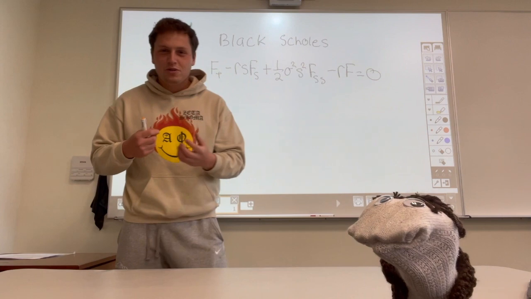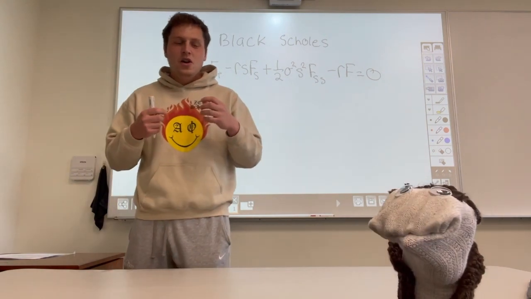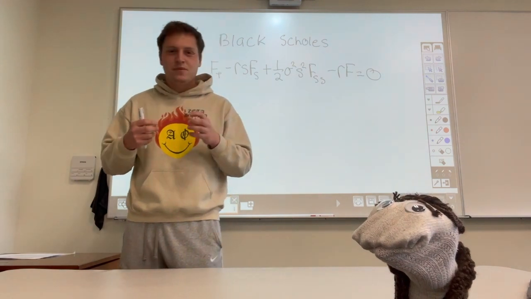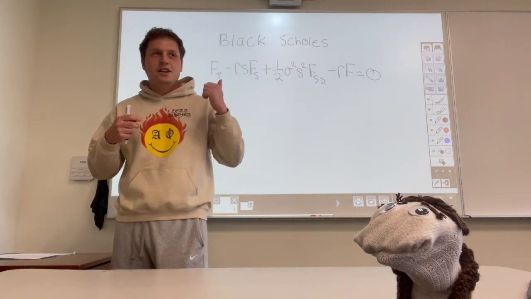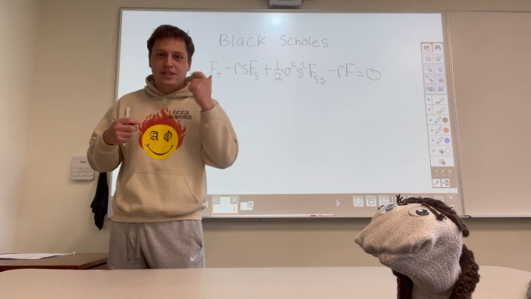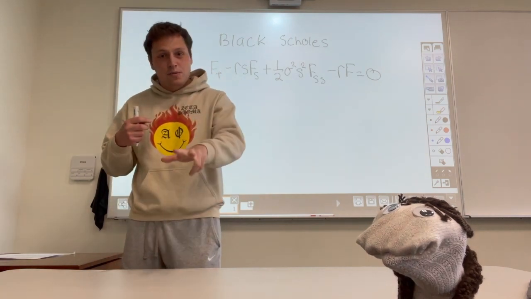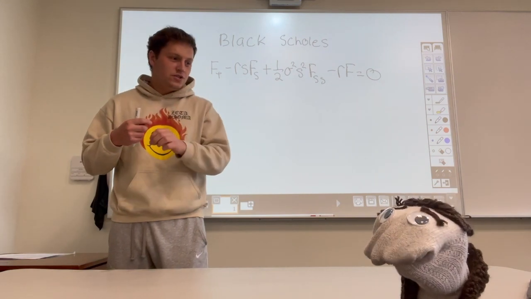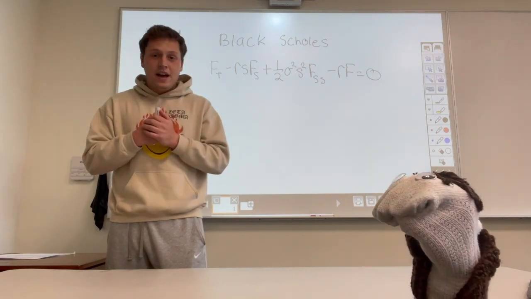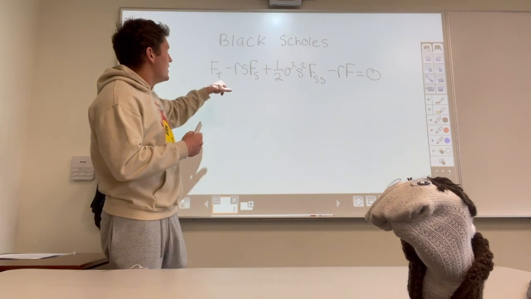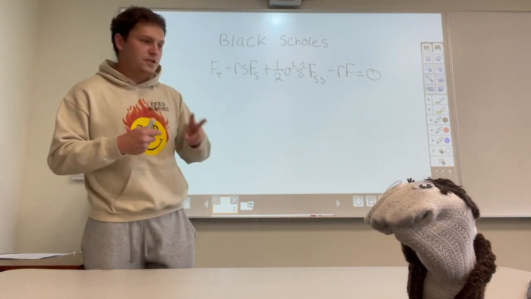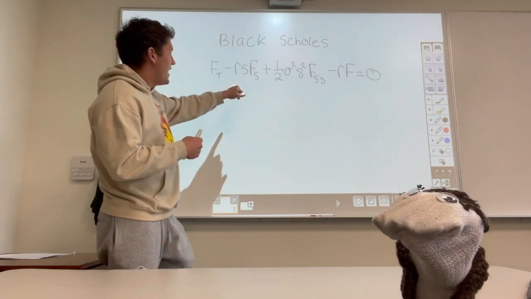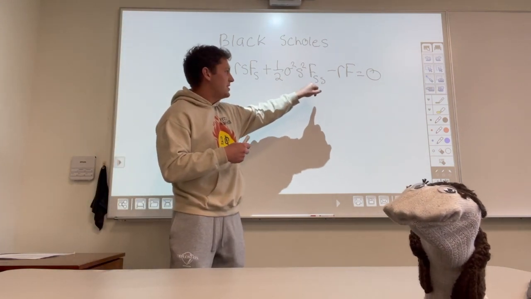So the Black-Scholes equation is a pricing model to determine the fair value of a call option based on variables such as the stock price, the time, the strike price, the volatility of the stock, and the risk-free interest rate. So here's the Black-Scholes equation. It's a second order partial differential equation where you have the first partial with respect to time and the second partial with respect to the stock.